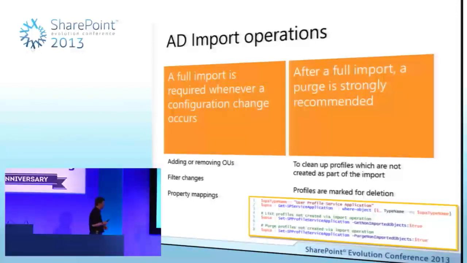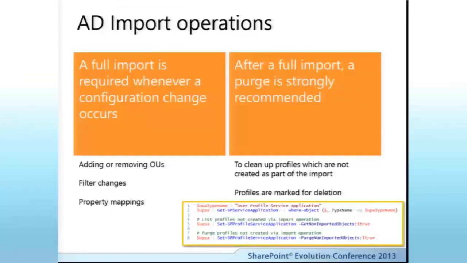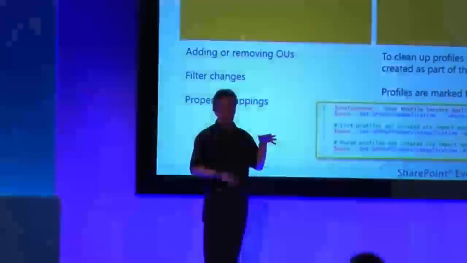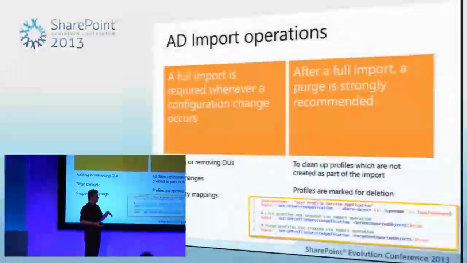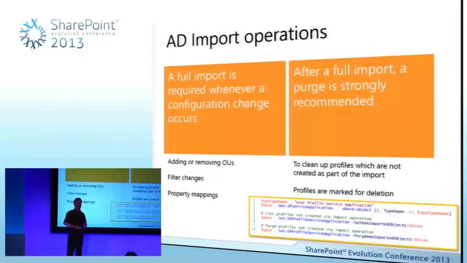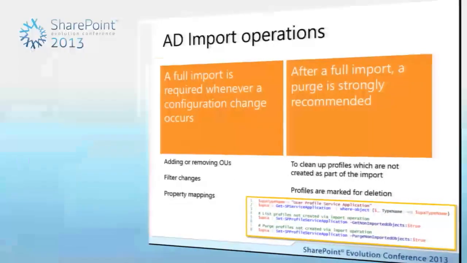What this is going to do is give us two things. Again, this is kind of bad design in terms of the syntax, but the first commandlet here, where we get the service application and pass in the parameter get non-imported objects, will basically return us a list of all the profiles that exist that didn't come from the connection that's just had the full import run on it. So we can review that list of users, and we verify those. We don't want those profiles anymore. We run the second one, which then goes ahead and marks those profiles for deletion in the database. So this is an operational habit we need to get into.